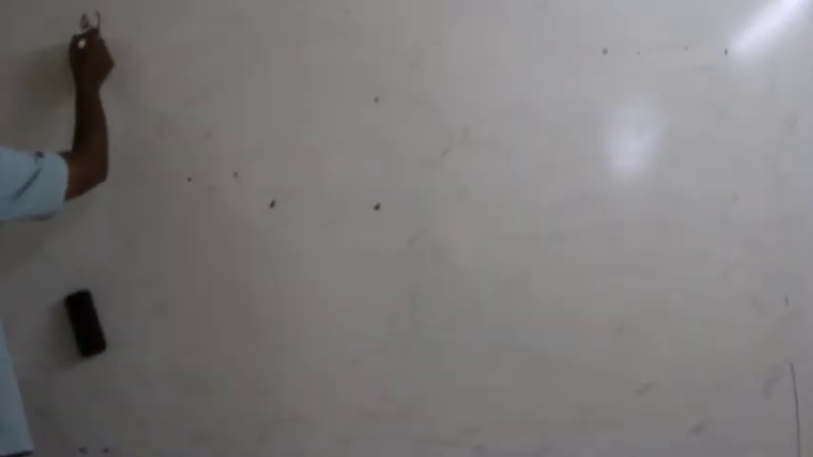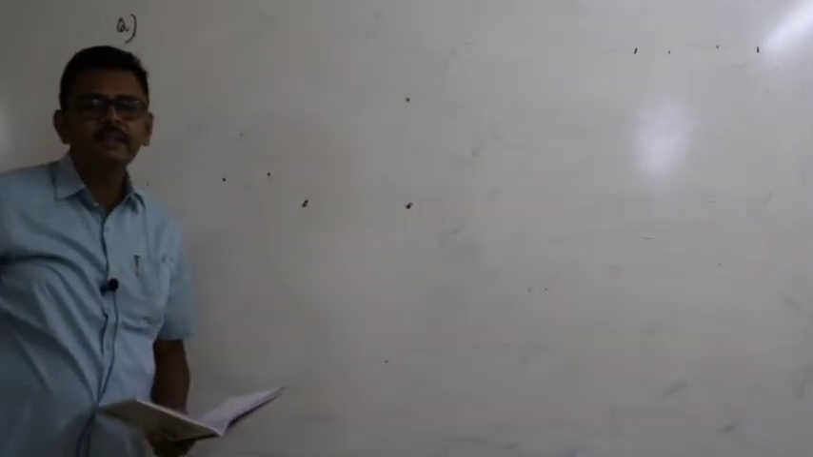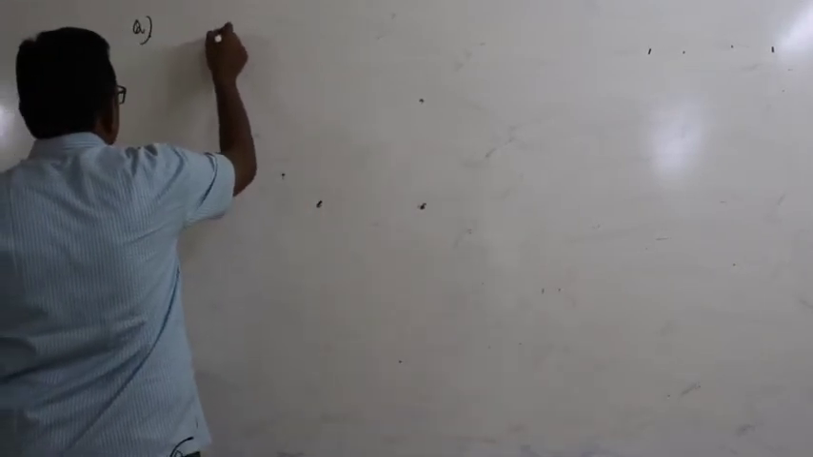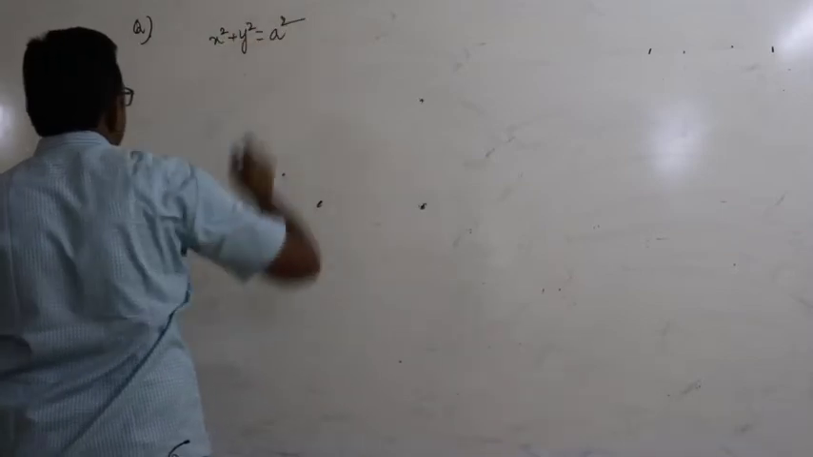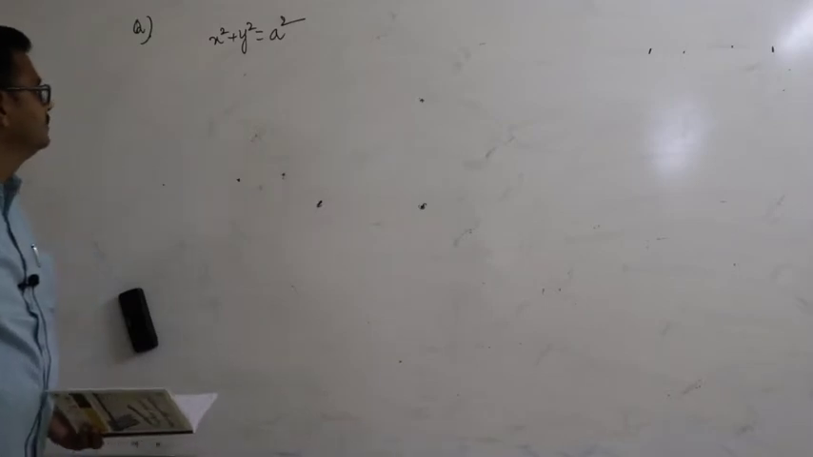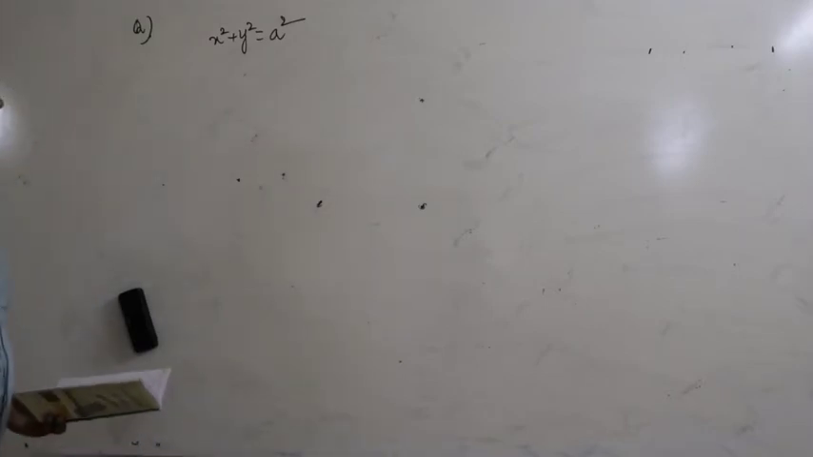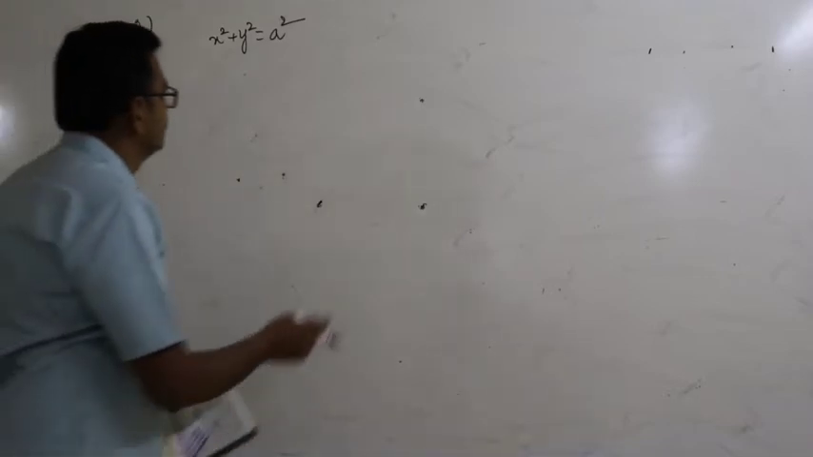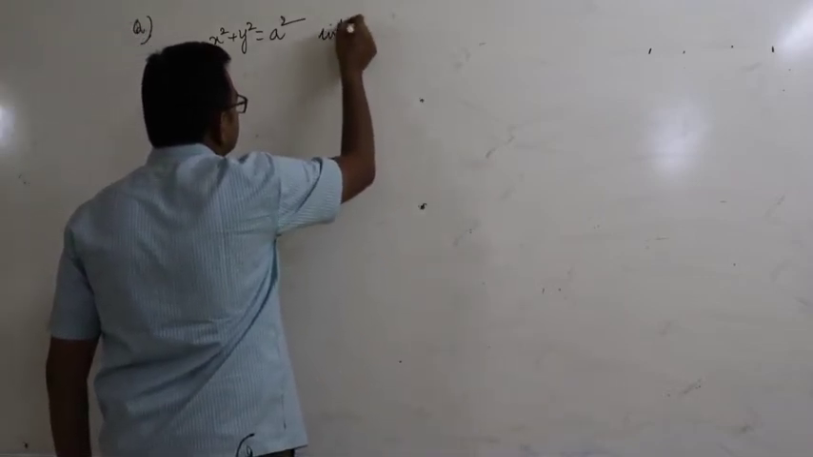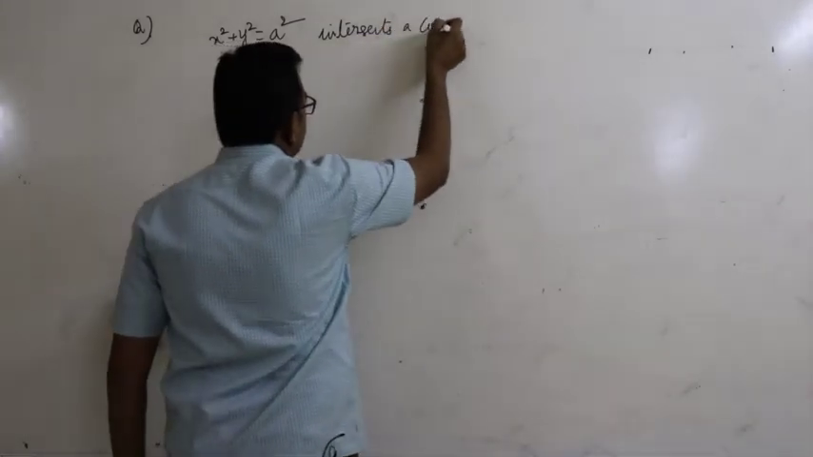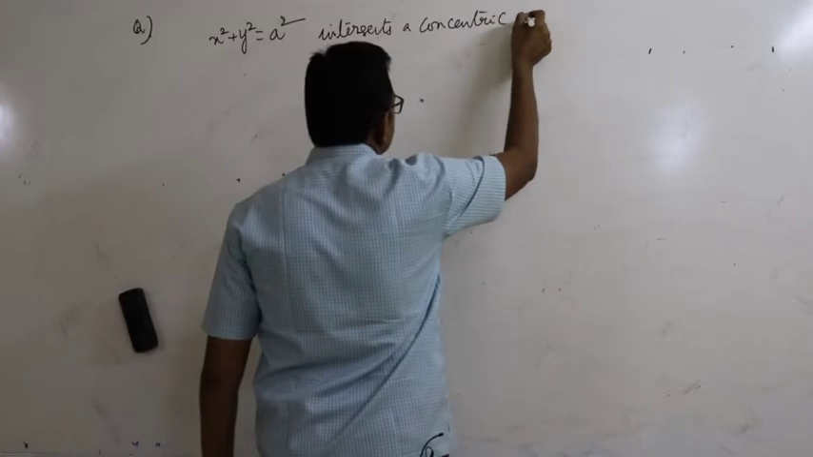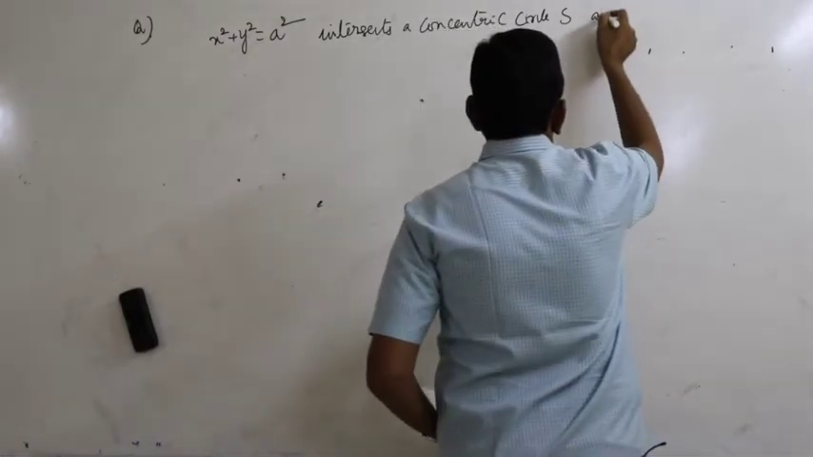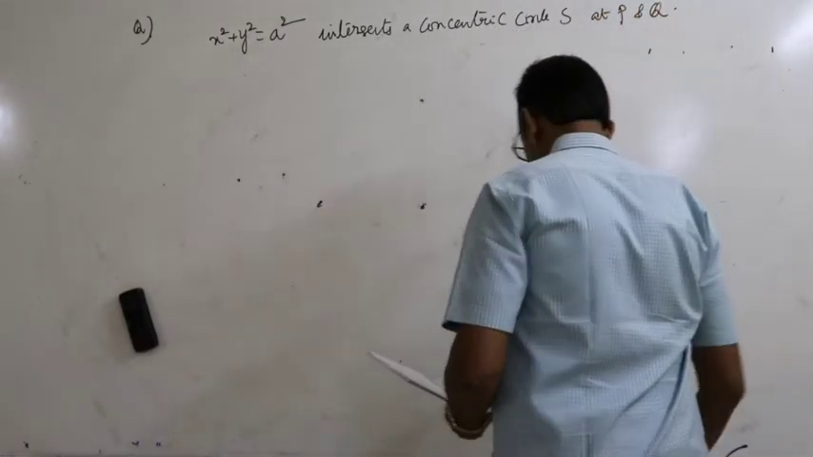Next question. A tangent at a point on the circle x square plus y square is equal to a square intersects a concentric circle S at P and Q.